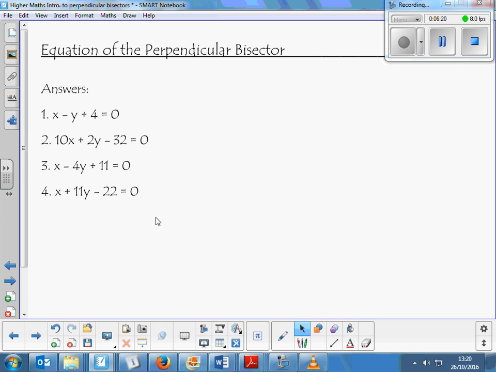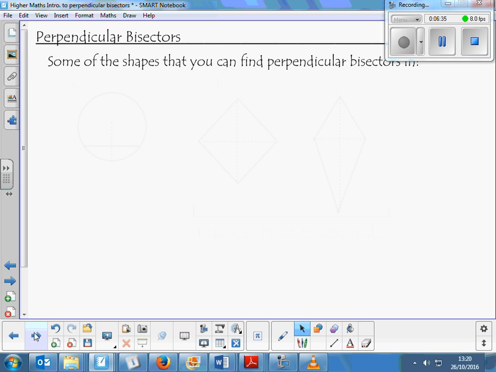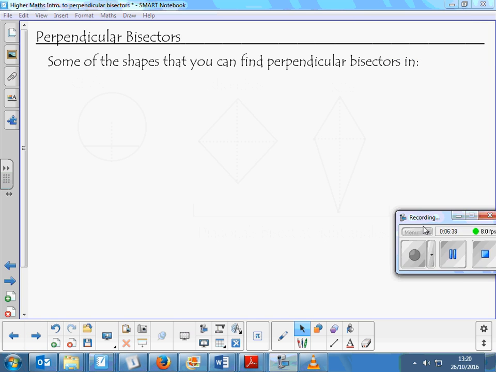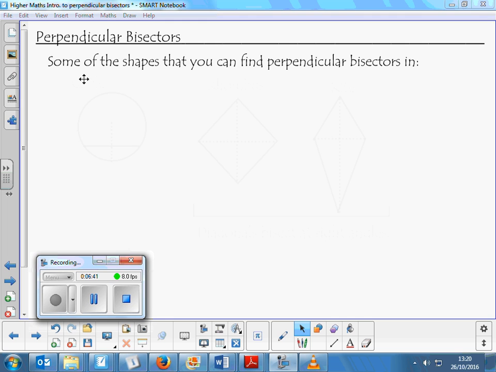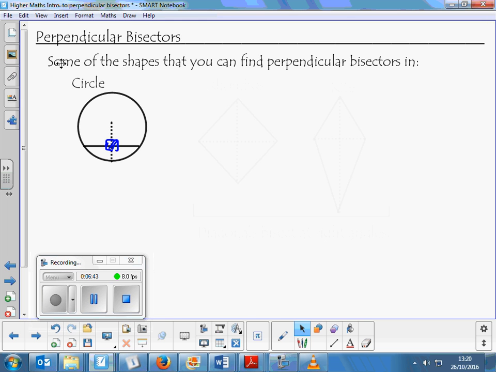Right, we're not finished just yet, so we've just got a couple of other things I want to talk about. When you're thinking about these exam style questions, they don't always come up in triangles with perpendicular bisectors. We sometimes talk about other shapes as well, and that's what we're going to look at just now, some of the shapes that you can find perpendicular bisectors in. So if you have a look here, the first one, you can remember this one from back when you were in 3rd or 4th year. We talked about a line drawn from the center of a circle down to a chord bisects the chord.